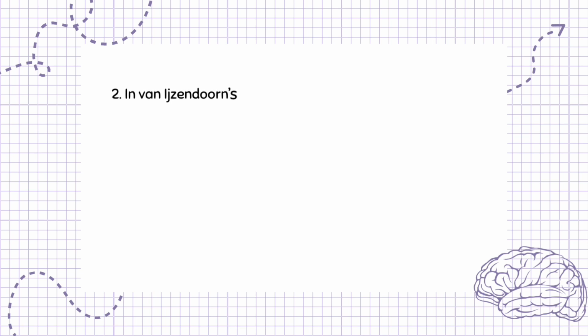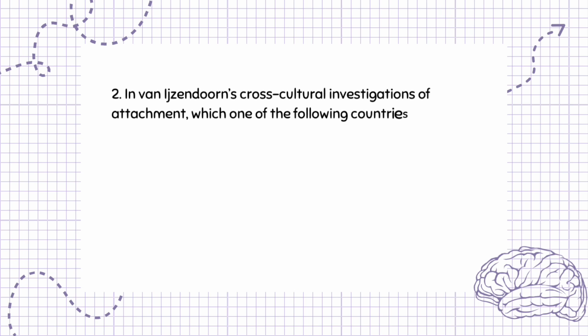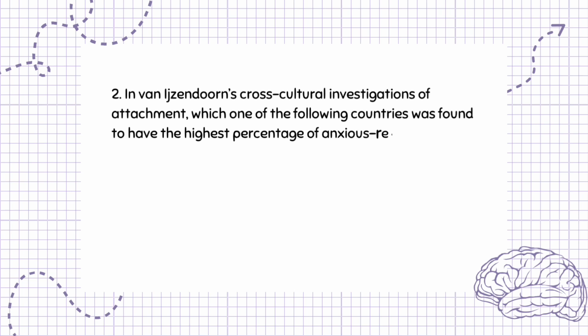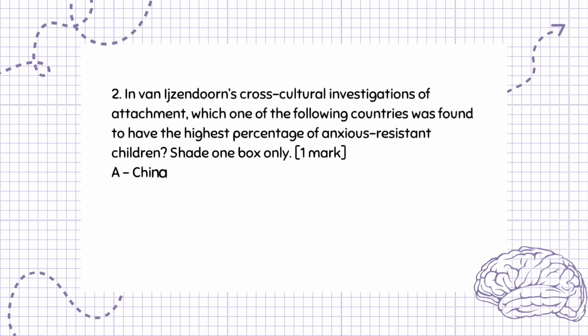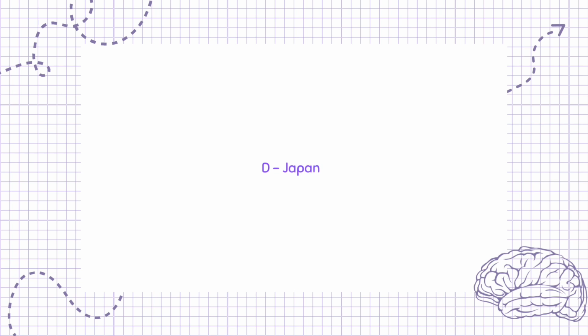Question 2. In Van IJzendoorn's cross-cultural investigations of attachment, which one of the following countries was found to have the highest percentage of anxious-resistant children? Shade 1 box only. 1 mark. A. China. B. Germany. C. Great Britain. D. Japan. D. Japan.